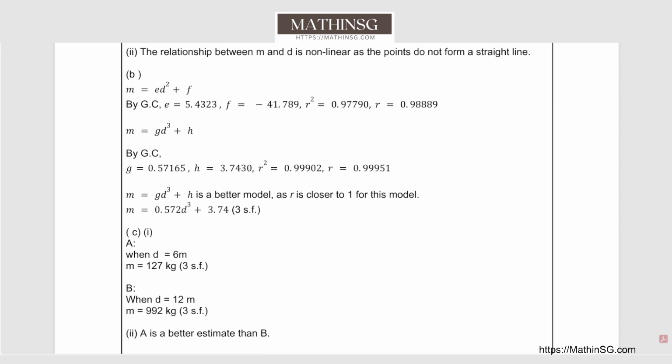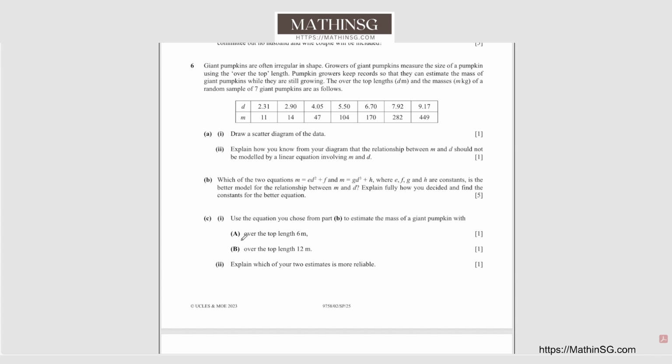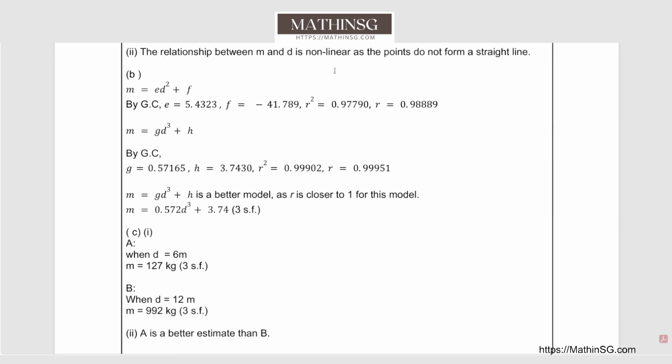Do the same for the next part. When D is 12 meters, find what is M. So use the same equation again, which is this one here. Sub in D equals 12 meters and you'll get M equals 992 kg.